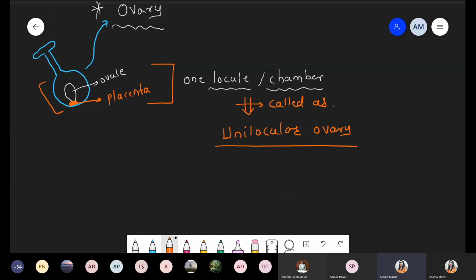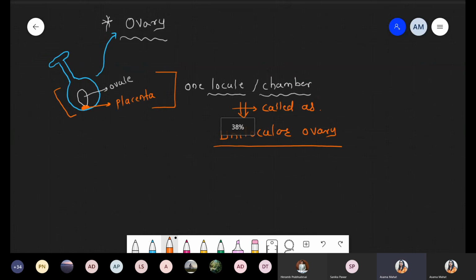Got this point? Did you understand the meaning of one locule, or unilocular? This is the complete structure of the gynoecium. We have to focus only on the swollen part, that is the ovary. If inside the ovary a single locule, a single chamber is present, that condition is represented as a unilocular ovary. So this point is clear.